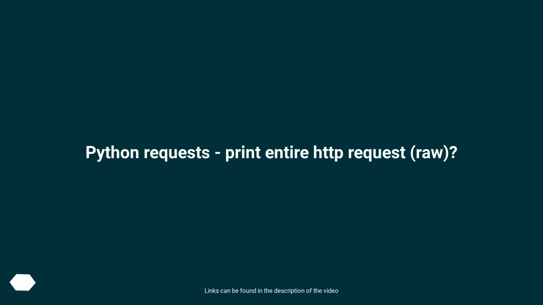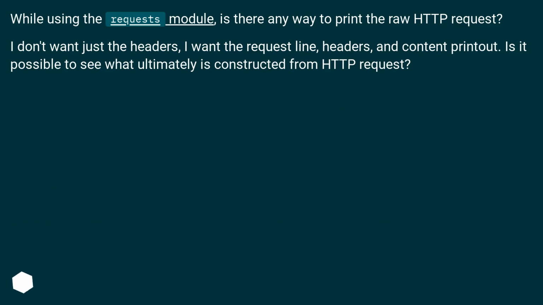Python requests, print entire HTTP request, raw. While using the requests module, is there any way to print the raw HTTP request? I don't want just the headers, I want the request line, headers, and content printout. Is it possible to see what ultimately is constructed from the HTTP request?